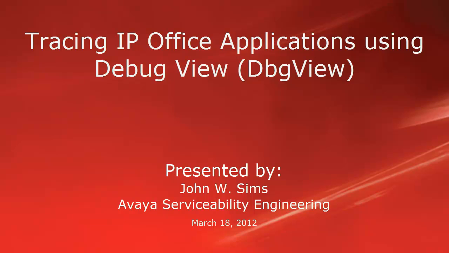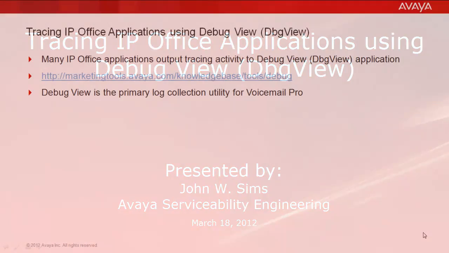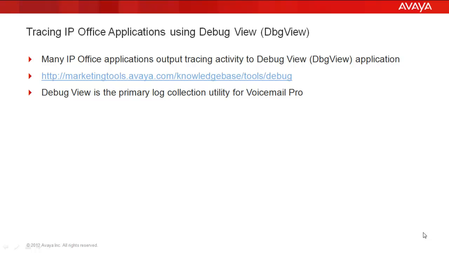This video is about tracing IP Office applications using the Debug View tool. So what is the Debug View tool? You'll see in documentation it's often noted as DbgView. Well, many IP Office applications output tracing activity to the Debug View application.